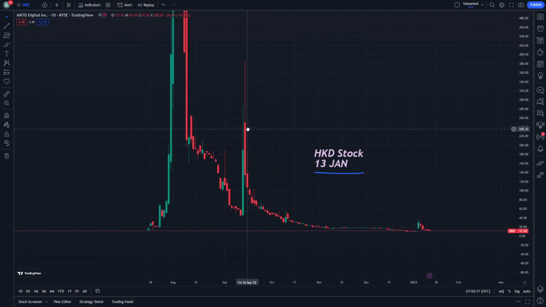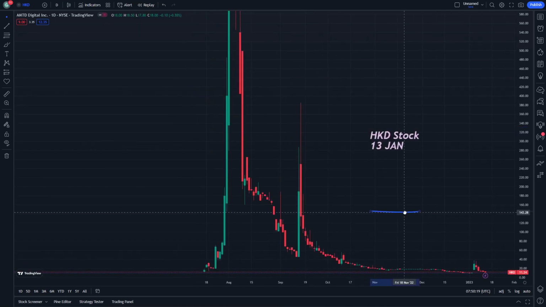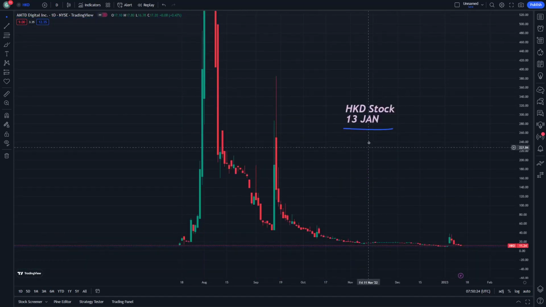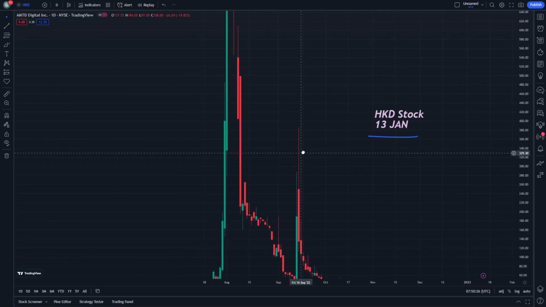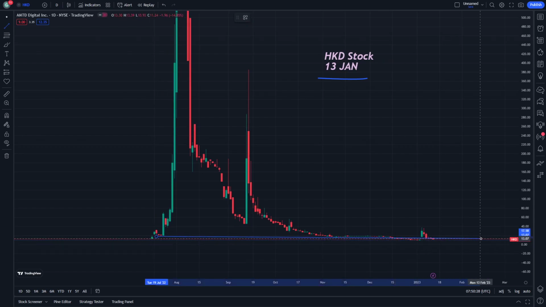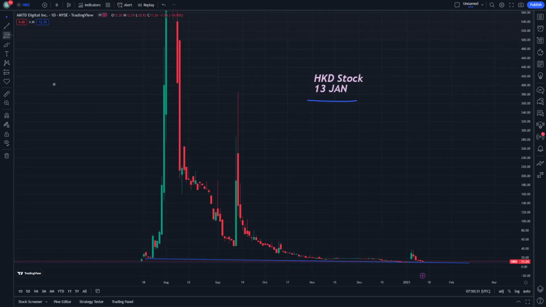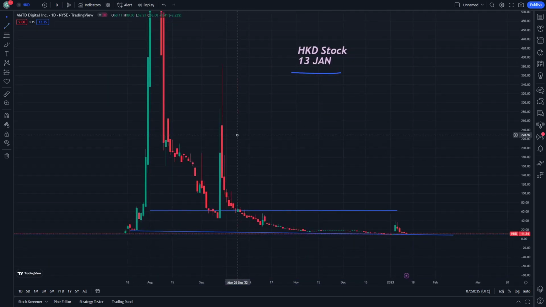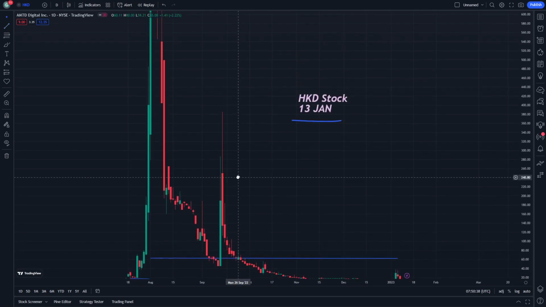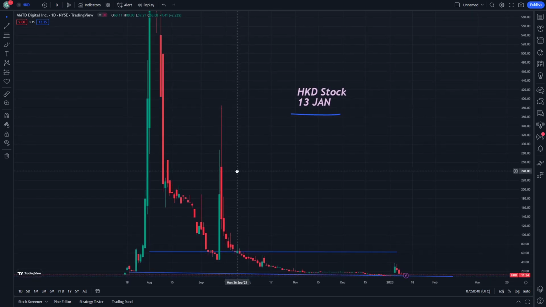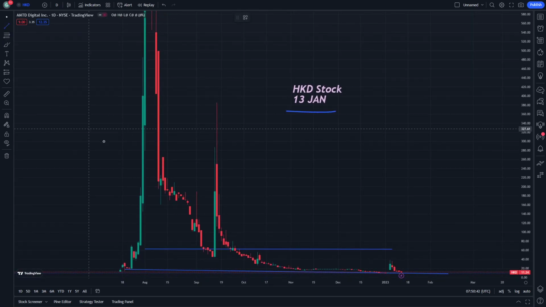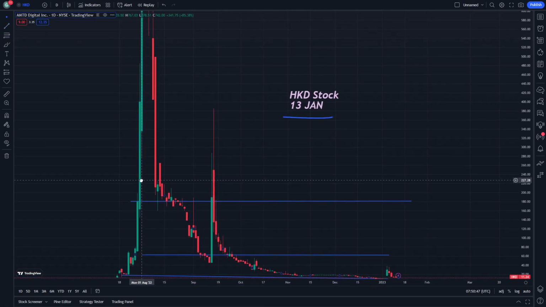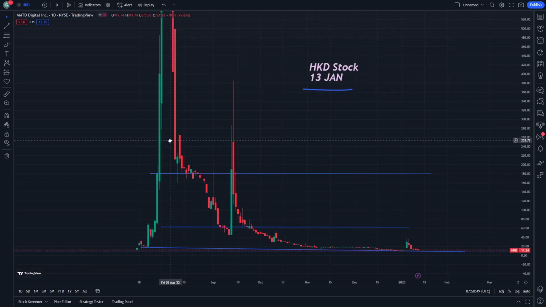So we have to keep in mind that this is going to be the HKD stock explanation for traders and for a lot of people who have started to invest in this stock. It's going to be about a lot of things that we should keep in mind, things that we want to focus on very well.